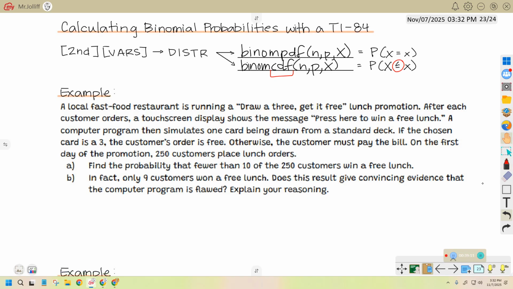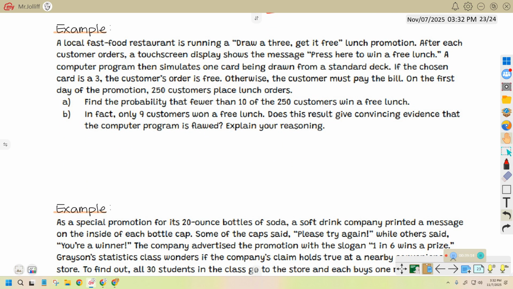So, do I have somebody who can read this example for us? Thank you, Drew. A local fast food restaurant is running a draw free, get it free lunch promotion. After each customer orders, a touchscreen display shows the message, press here to win a free lunch. A computer program then simulates one card being drawn from the standard deck. If the chosen card is a 3, the customer's order is free. Otherwise, the customer must pay the bill. On the first day of the promotion, 250 customers placed lunch orders. Very good. Thank you, Drew.